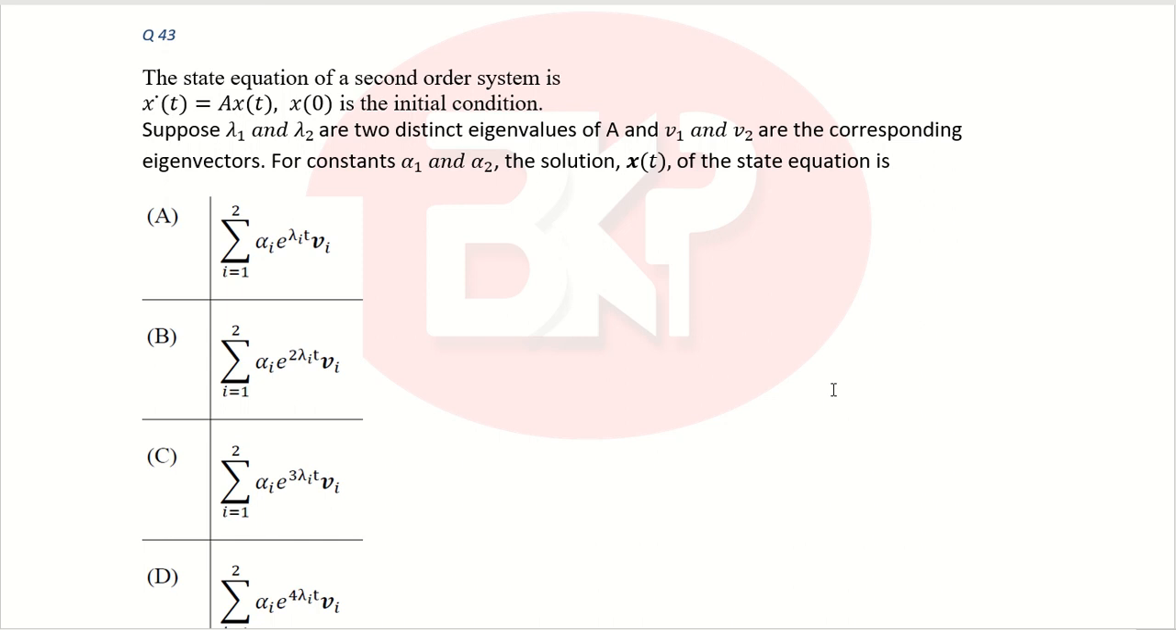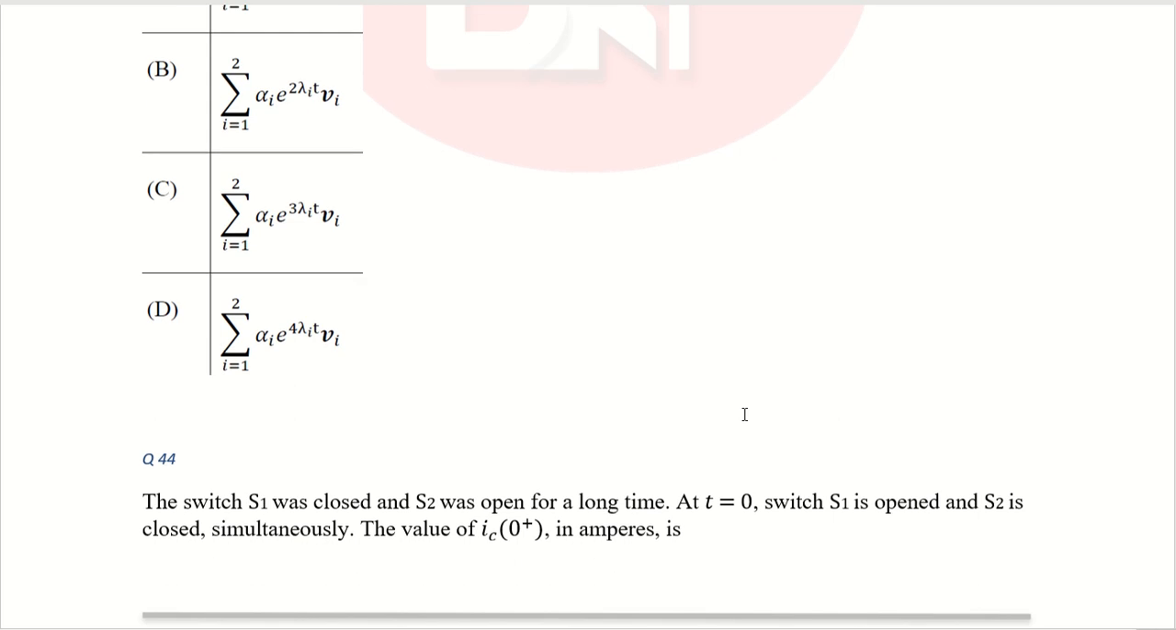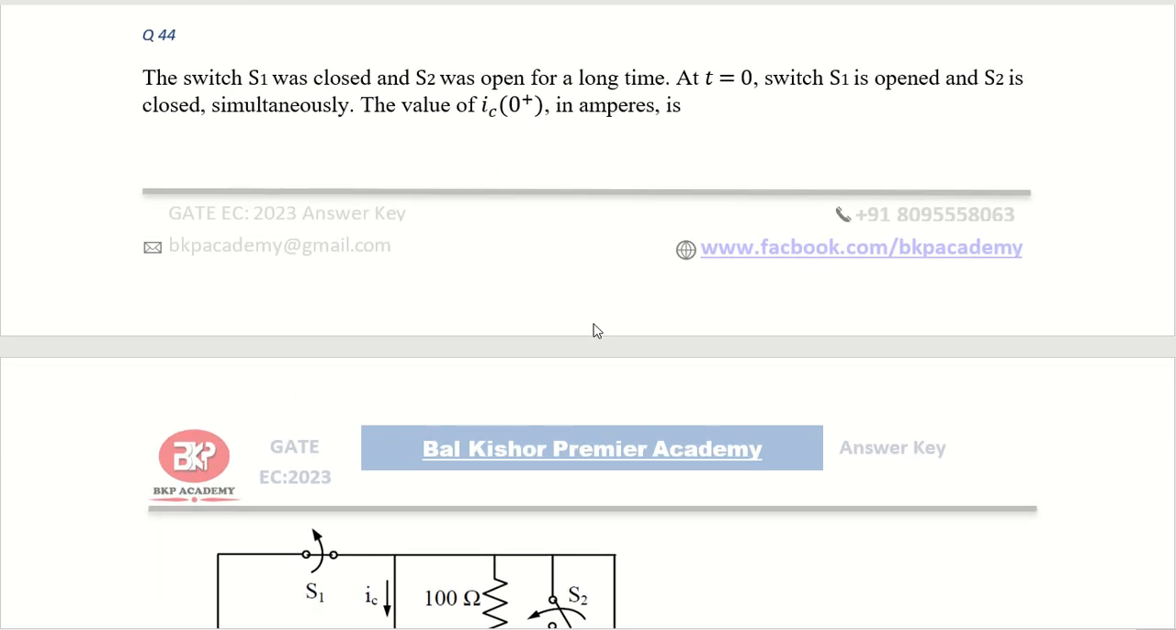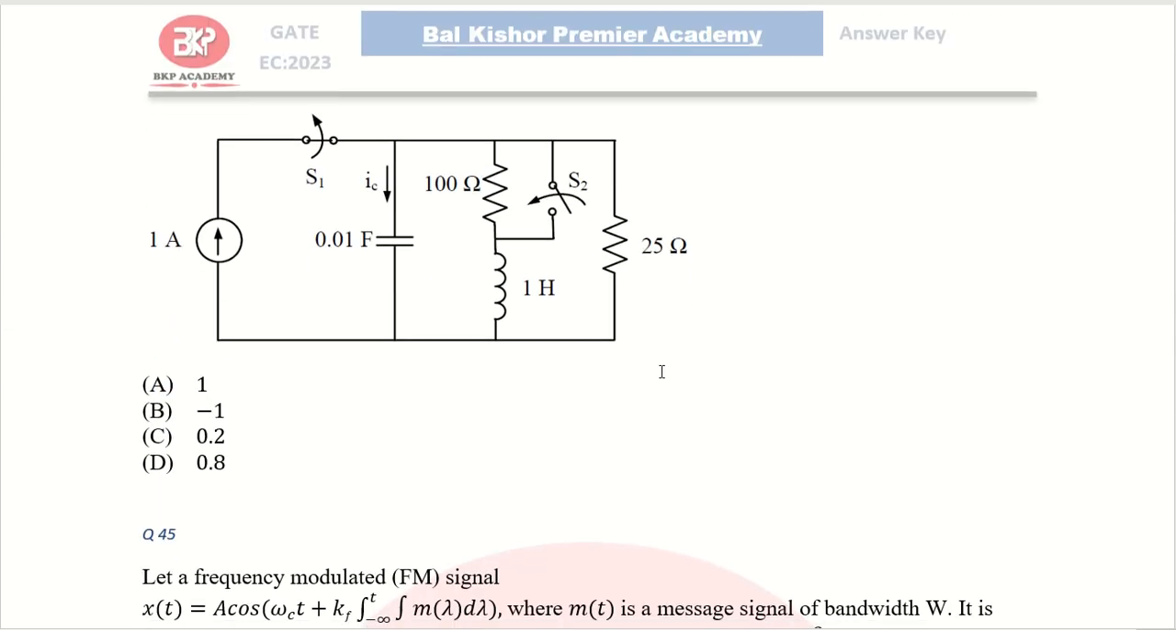Then question number 43, the solution that you will get for this is again option A. Question number 44, S1 was closed and S2 was open for a long time, so accordingly this is again a question on transients. That kind of questions I have solved many times. So for question number 44 you will get -1, that is B for Bombay.